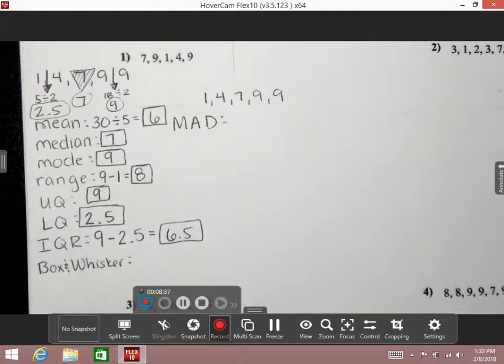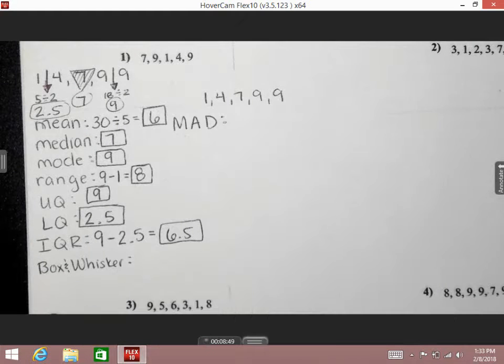So now we're getting to the new stuff. So if you've been out for any reason this week, this is probably a part that you're going to want to rewatch or go back and look at. All right. So let's look at the box and whisker first, because that's what we did on Monday. So let's go to Monday's work first and do our box and whisker.